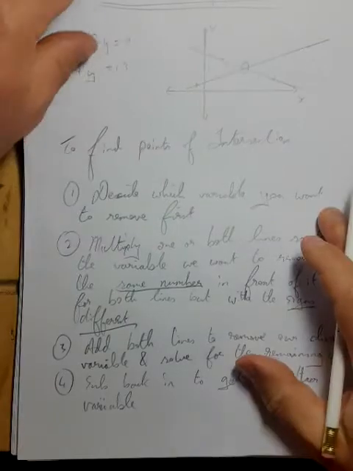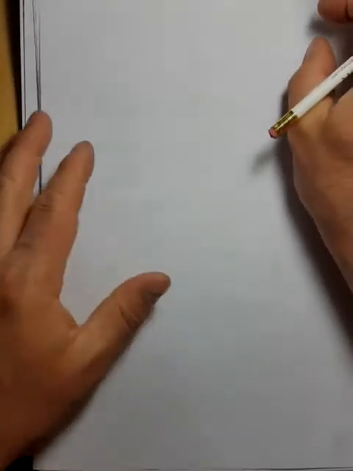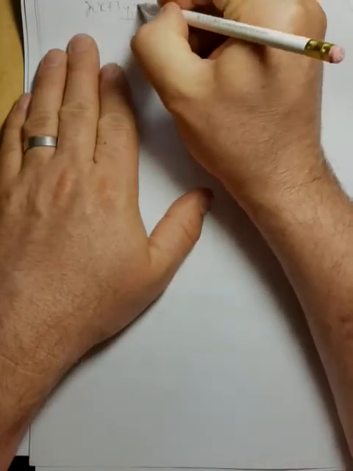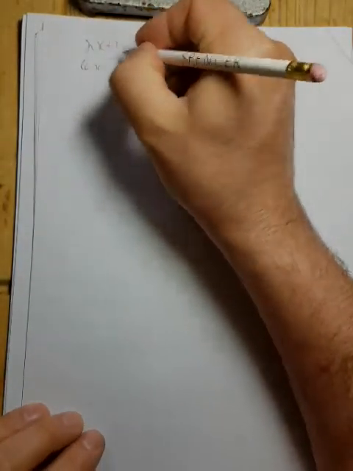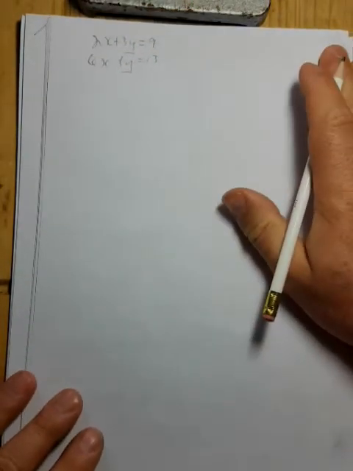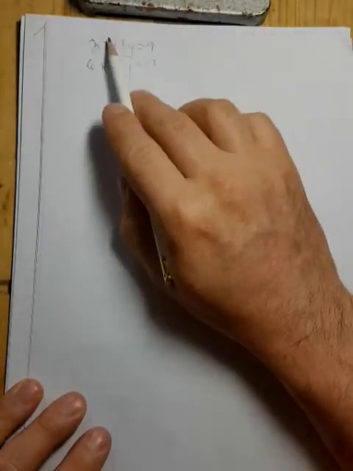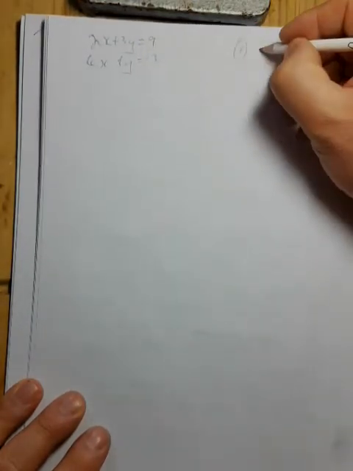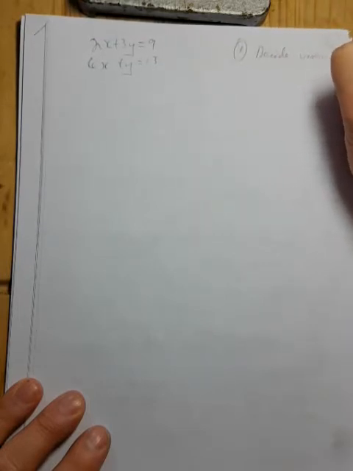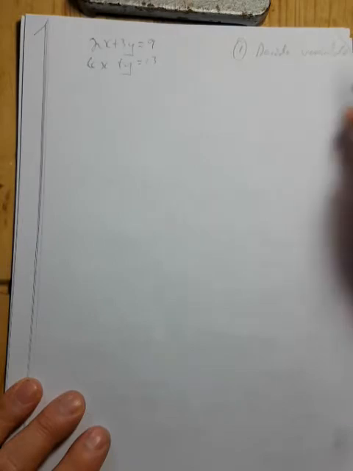Okay, so let's do this example here. 2x plus 3y equals 9. And 4x plus y is equal to 13. So step one is decide which variable we want to get rid of. Do we want to get rid of our x's first or our y's first? I'm going to get rid of our y's first. Decide variable. So I've decided I'm going to get rid of y first.